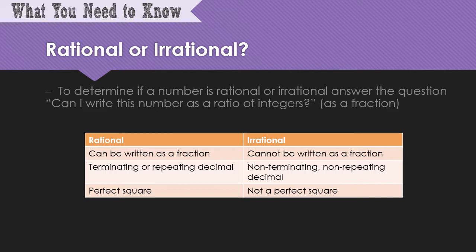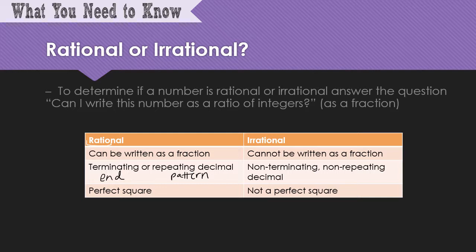If your answer is yes, it is going to be a rational number. Rational numbers can be written as a fraction, hence the prefix of that word, ratio. Ratio means fraction. Any rational number is going to terminate or have a repeating decimal. Terminate means to end, and repeating means it's going to have some sort of pattern.